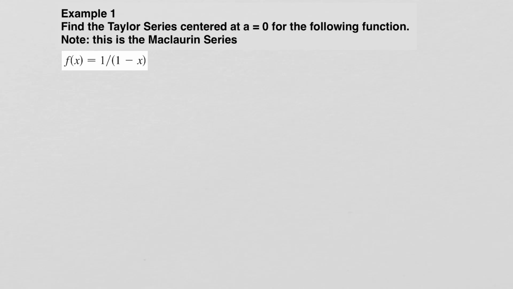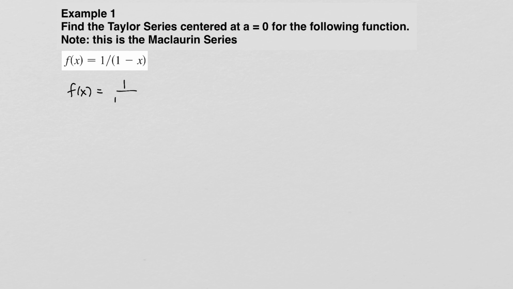So in our first example, we want to find the Taylor series centered at a equals 0 for the following function. And note, this is the Maclaurin series because we're centering at a equals 0. And you'll recognize the function. It's f of x equals 1 divided by 1 minus x.